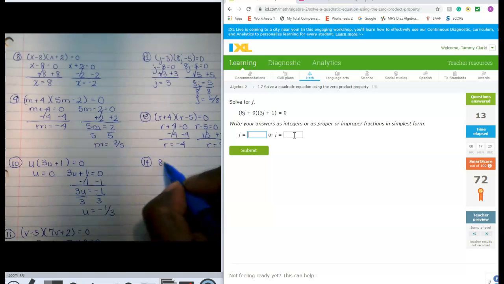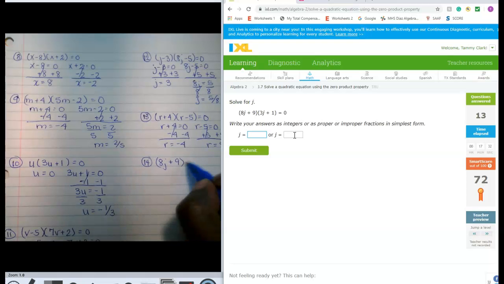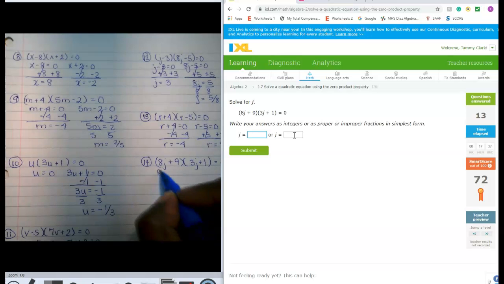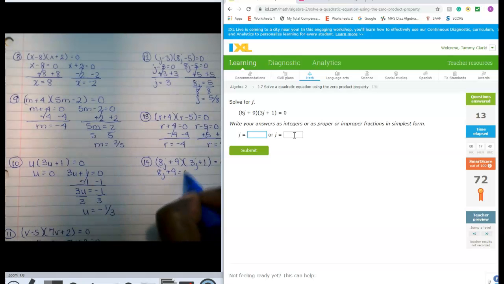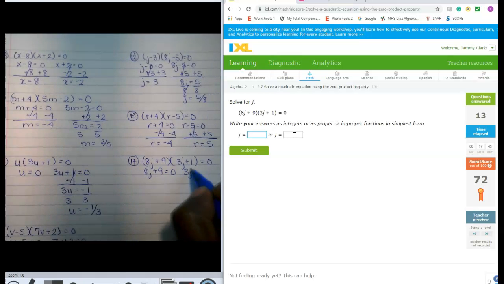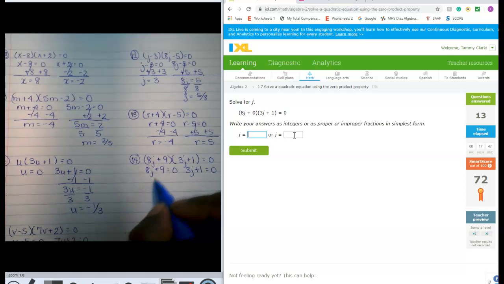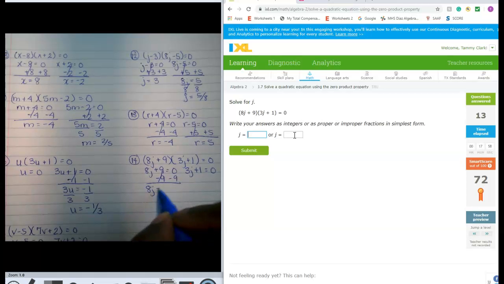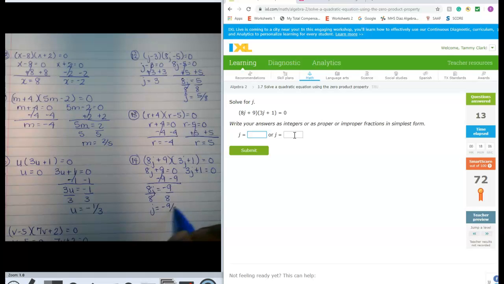we've got 8j plus 9 multiplied by 3j plus 1 equals 0. Set both equations equal to 0. To solve 8j plus 9 equals 0, we're going to eliminate the positive 9 by subtracting 9 from both sides of the equation. Got 8j equals negative 9. Divide by 8 on both sides of the equation, because this j is equal to negative 9/8.